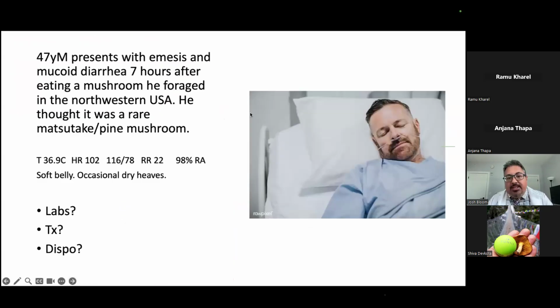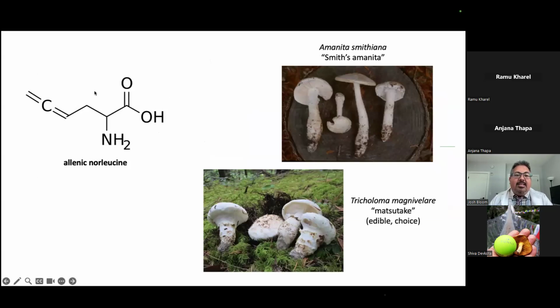So the next 2 cases are similar. Both of them are patients who experience kidney toxicity. Both of them were eating mushrooms in the northwestern United States. So this person experiencing diarrhea 7 hours after eating a mushroom, and then developed an acute kidney injury. And this is a patient who ate Amanita smithiana, which is the mushroom on the top right.